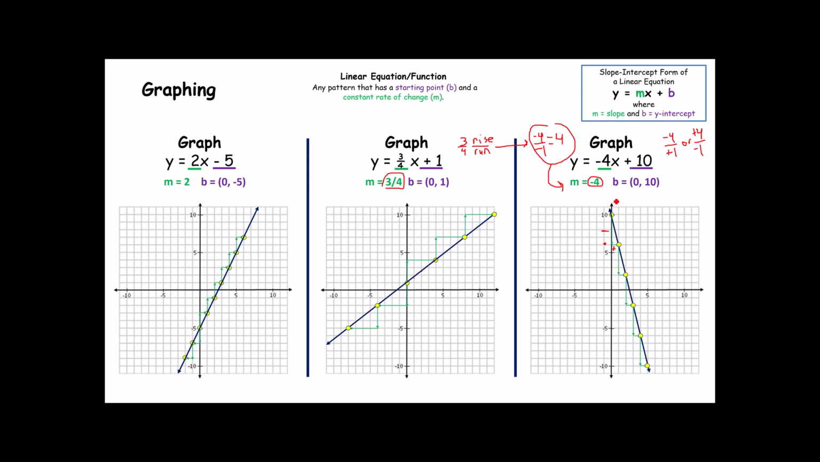That would be up 4, backwards 1. That would be a point back here someplace. Just keep in mind that when you've got a negative slope or a negative rate of change, as x gets bigger, you should be counting down.